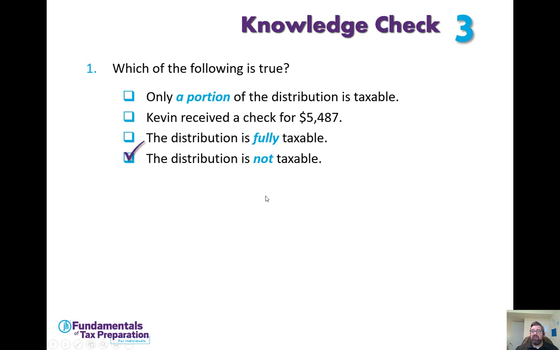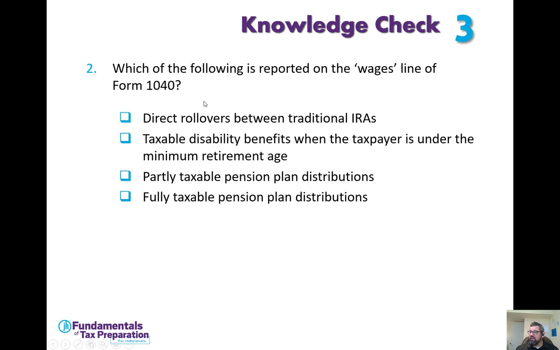All right. And then we've got, which of the following is reported on the wages line of the 1040. Okay, so it's saying these are all distributions. Which of these 4 are reported on the wages line? That would be taxable disability benefits. And I don't think, I mean, that's something that you're going to need to know when you're sitting doing a tax return.